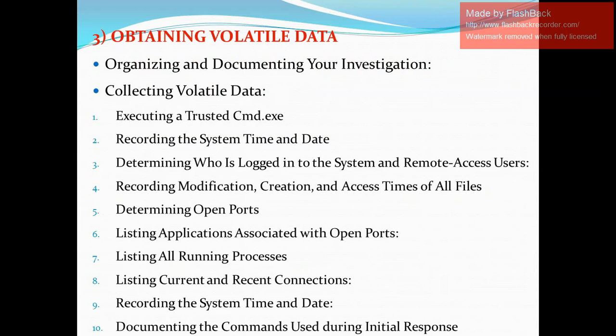And the next one is obtaining the volatile data. Obtaining the volatile data is the major part of gathering information from that particular victim system. It has two things: one is organizing and documenting your investigation, and the other is collecting the volatile data. Collecting the volatile data plays a major role in collecting the information from that particular system. So first is organizing and documenting your investigation.